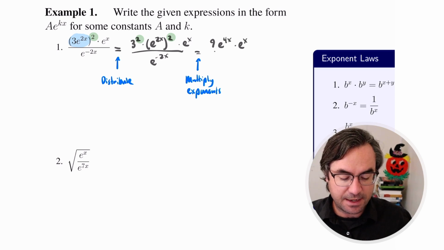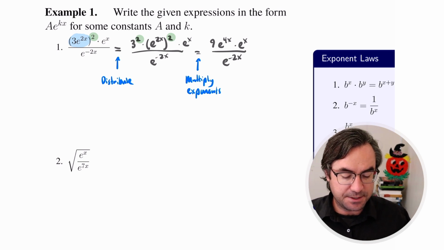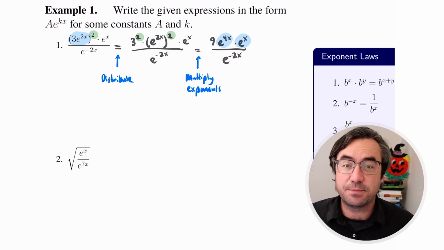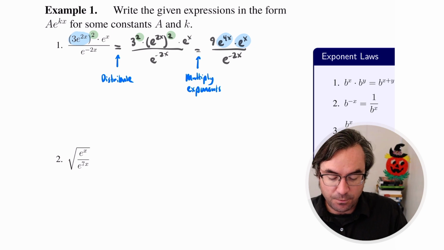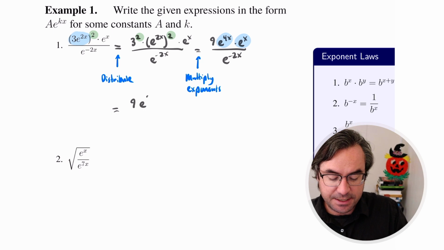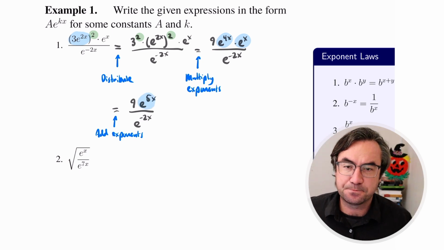And then we have e to the x all over e to the negative 2x. Okay. So next, we can multiply these two exponential terms together. And when we do that, we add the exponents. So we're going to have 9e to the 5x. So we add the exponents. And that gives us the e to the 5x there.